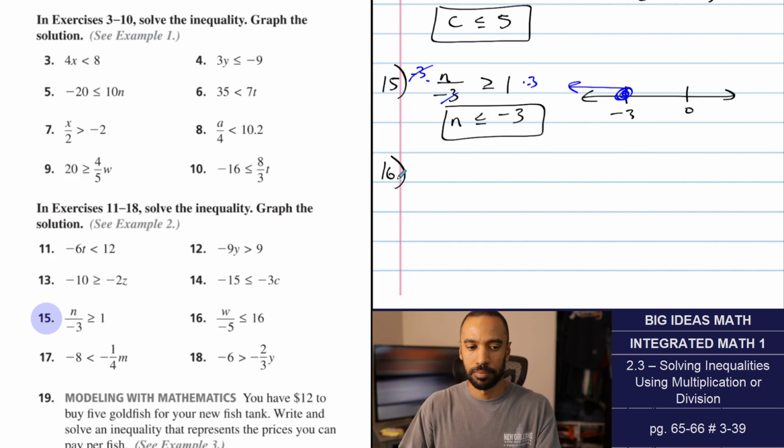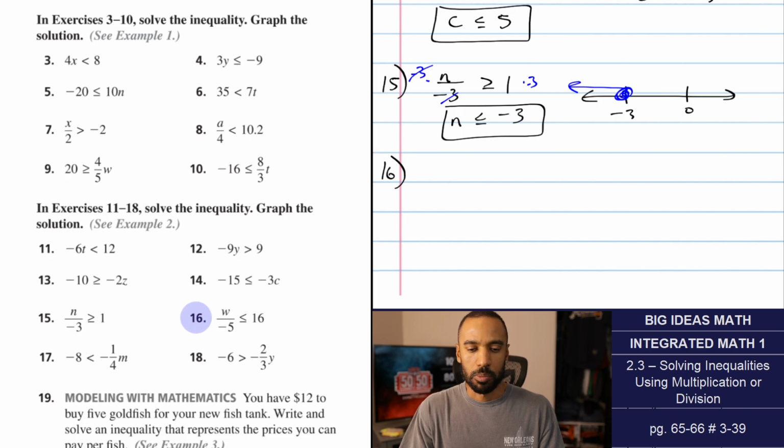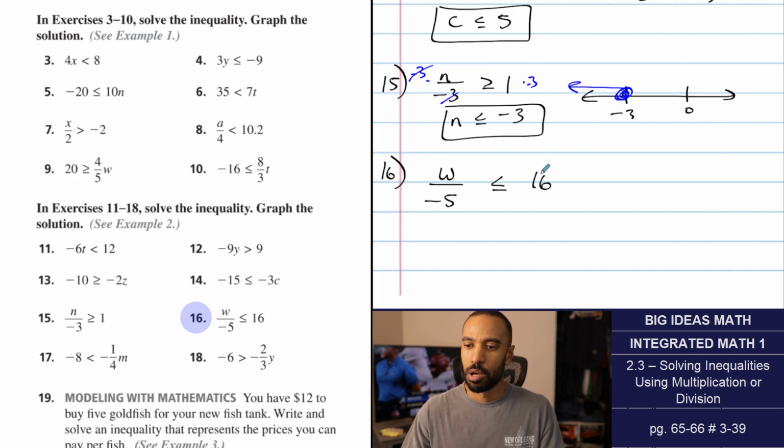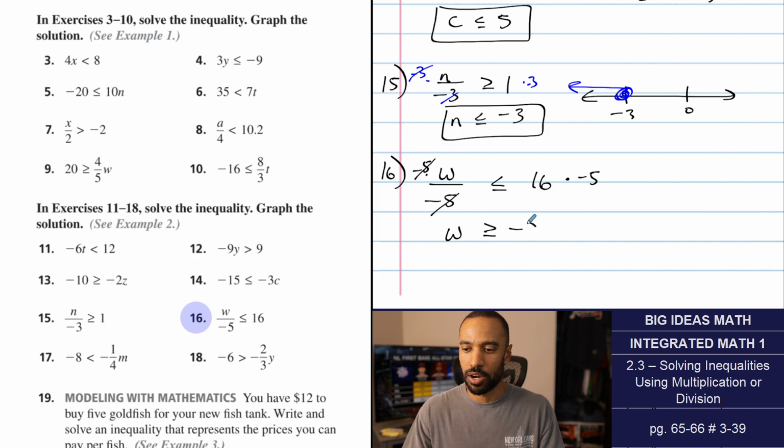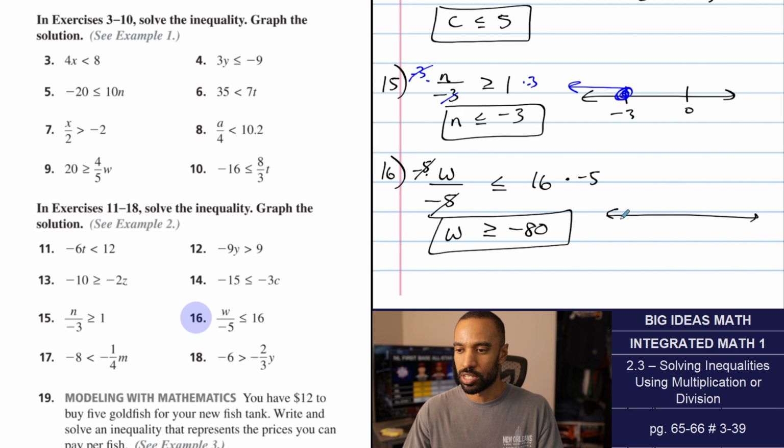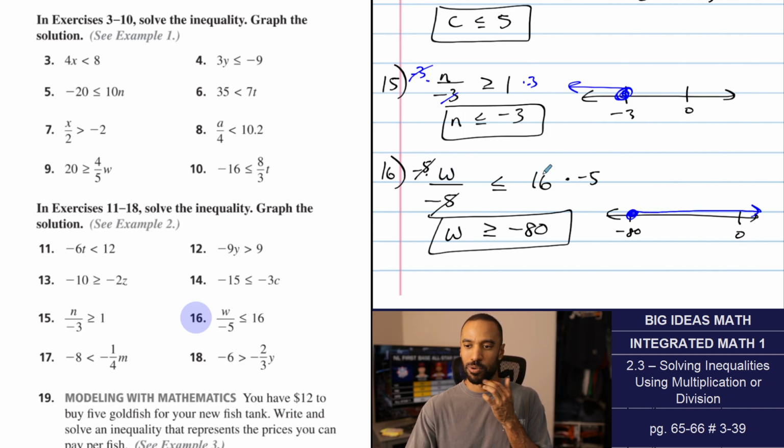Number 16. We're going to multiply both sides by negative 5, y'all. W over negative 5 is less than or equal to 16. Multiply both sides by that negative 5. I'll keep it in black this time. Negative 5 over negative 5 is 1. Inequality flips over to greater than or equal to. No change on there. And 16 times negative 5 is negative 80. Whoo, that's all the way over here. But we do include 0 because that's greater than or equal to negative 80. And it would work for this. 0 is less than or equal to 16.